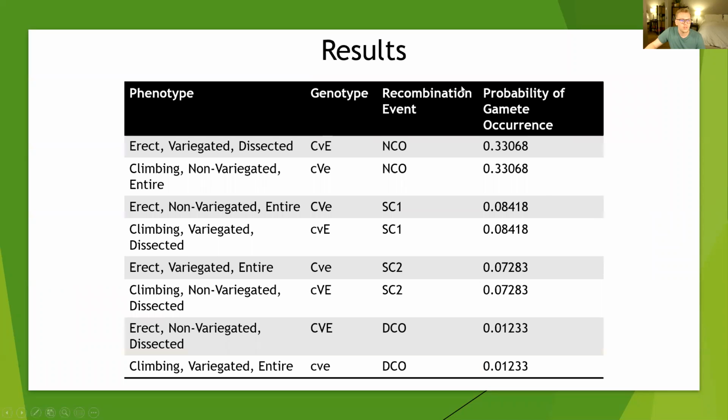So here are the results of our experiment, essentially. We have all of our different phenotypes and genotypes listed here, and they're paired. So the most common occurrence is going to be for a no crossover event, just like the parents. And the least common event is going to be for a double crossover. And that's the most combinations that we'll see.